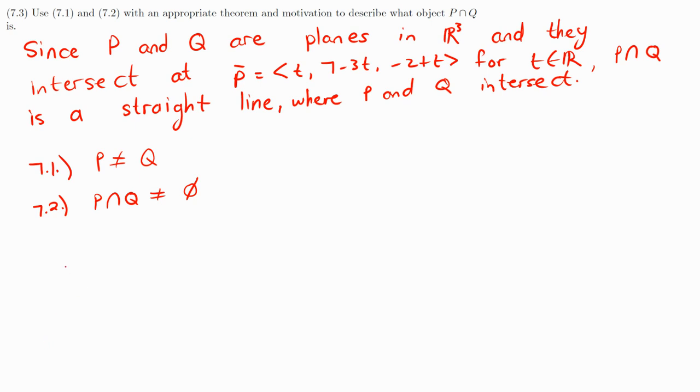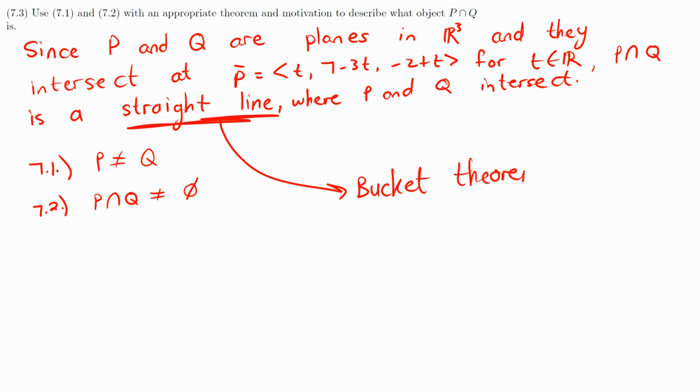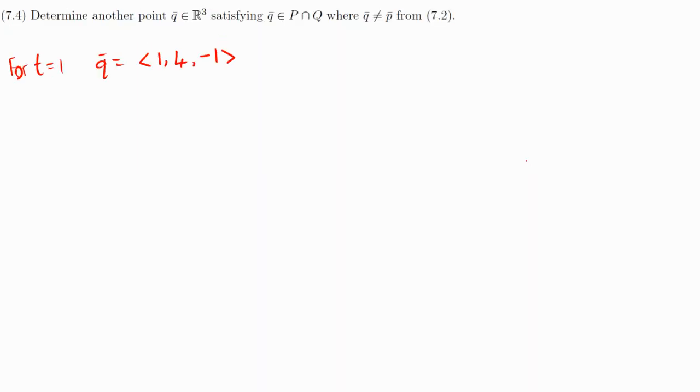And because there are more than 2 points on these planes that intersect, then it is a straight line. So this is by the bucket theorem. Okay, so now let's go back to this. Let's go test P.